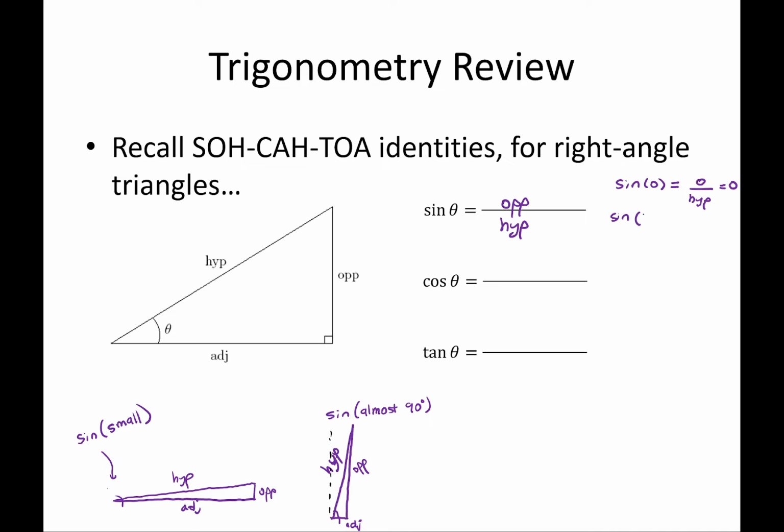So sine of pi over 2, that's opposite over hypotenuse, which is hypotenuse over hypotenuse, if those two sides are going to scrunch on top of each other. And if you have 7 over 7, or 1 over 1, or 2 over 2, or 10 over 10, whatever it is, something over itself is 1.